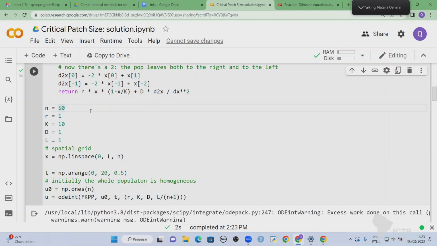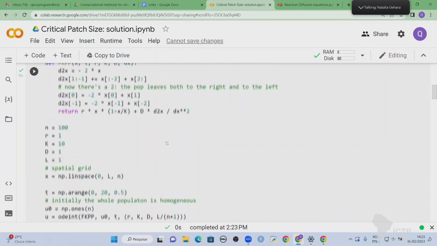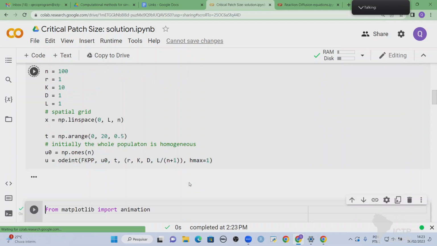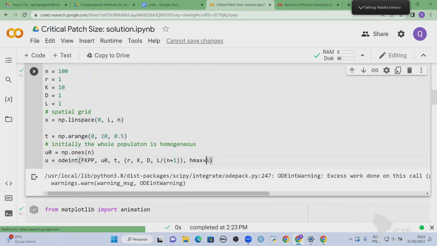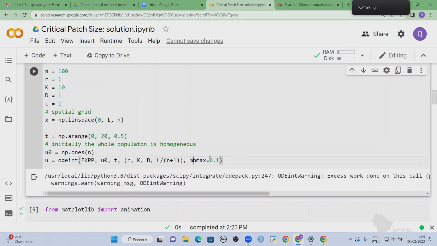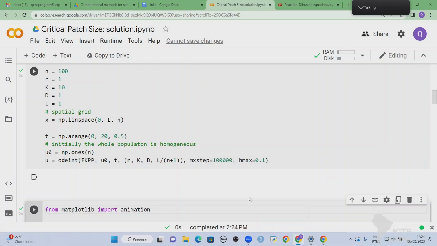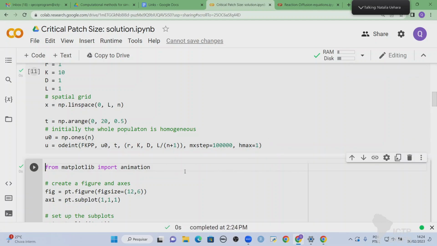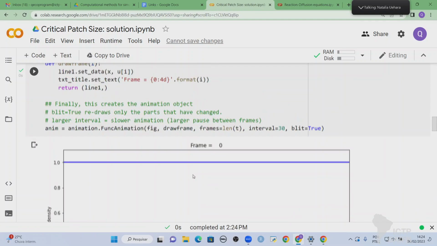Maybe if I increase the number of spatial, yeah, I think this, no, this didn't help. What is the time here? Maybe if I put h max equal to 1. Let's see, not yet. Oh, now it works. Okay, good. Let's try to do this so we don't take too long. Yeah, it works. Okay.